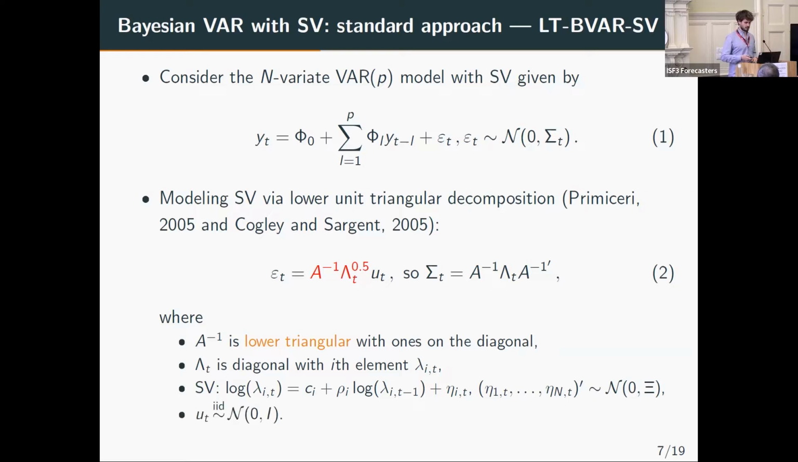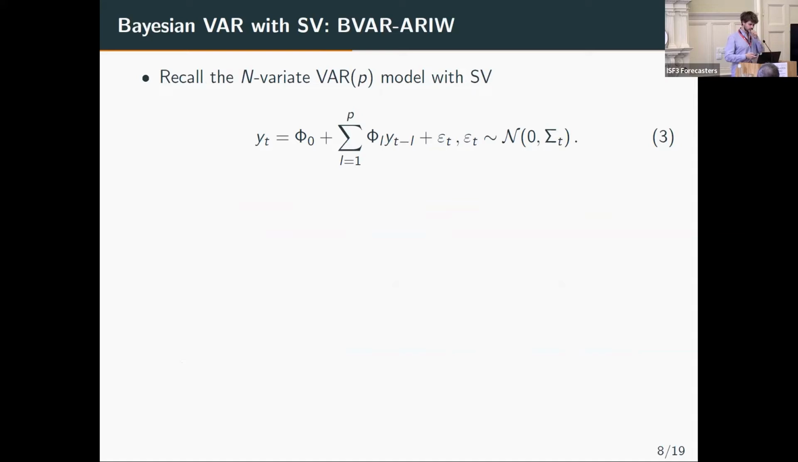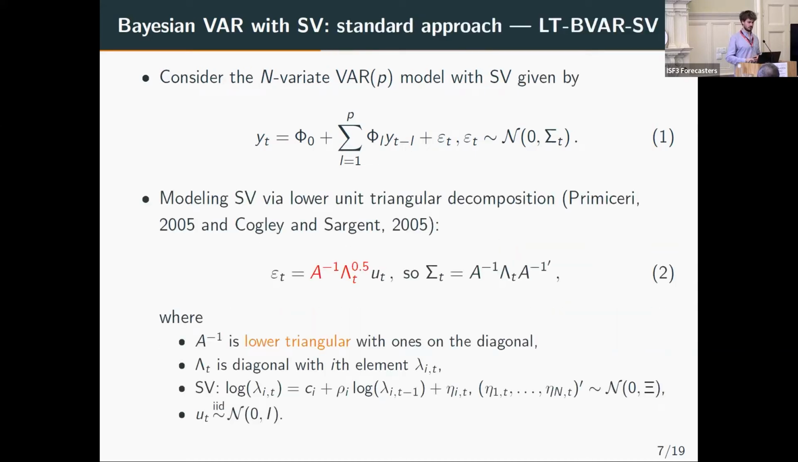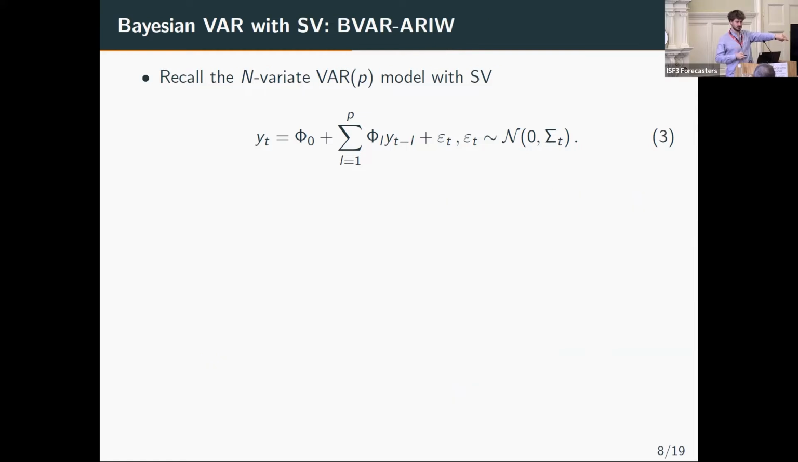Yeah. And then what is the competitor model? The competitor model is an autoregressive inverse Wishart specification. So what is different here? So let me maybe go quickly back. Again, here the ET follows this decomposition into A to the power of -1 times Lambda times an error term.